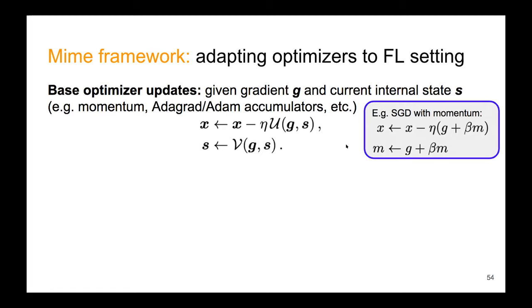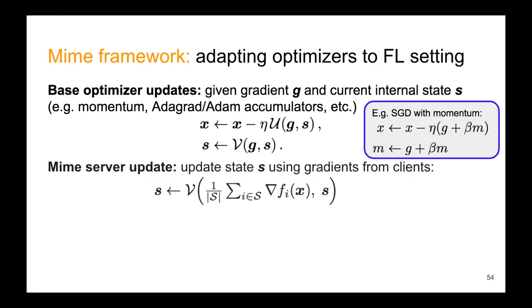For SGD with momentum, the state variable is just the momentum. The X parameter is updated using the gradient plus the momentum, and then the momentum itself is updated using the gradient plus the previous momentum, okay? Anyway, just think about an abstract algorithm like this. Even Adagrad, Adam, all of these methods can be cast in this framework.